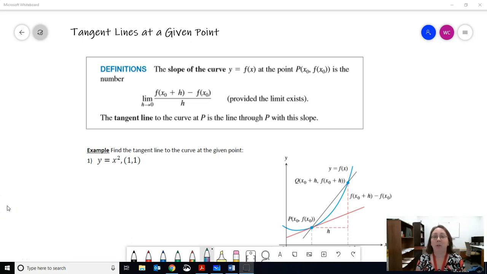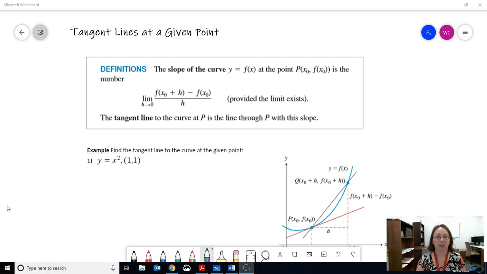Hello. In this video, we're going to talk about tangent lines at a given point. We've already discussed tangent lines and how they come from secant lines, and you can go back and watch that video if you need to refresh it. Today we're not going to visually talk about it. We're going to actually find the tangent line utilizing limits.